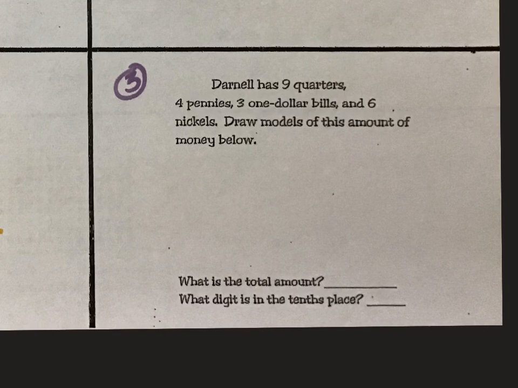And number 3, Darnell has 9 quarters, 4 pennies, 3 $1 bills, and 6 nickels. Draw models of this amount of money below. What is the total amount? What digit is in the tenths place?